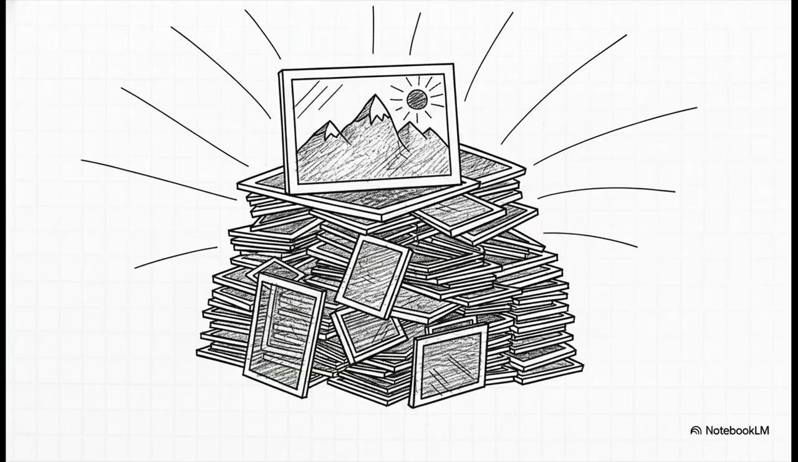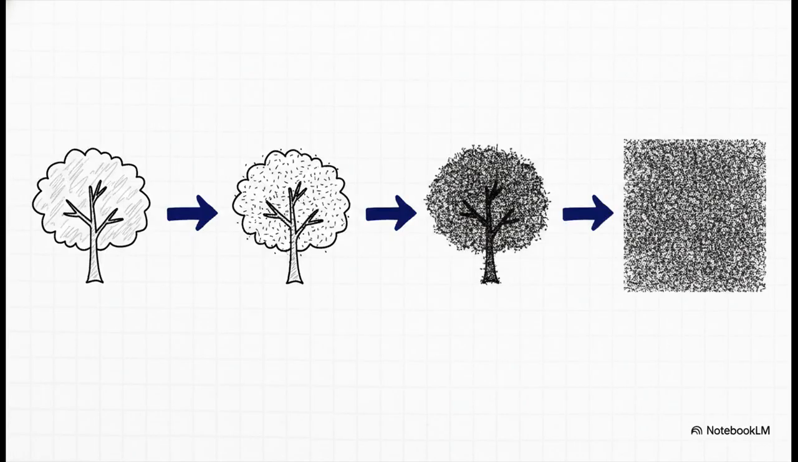Okay, so it's super important to remember that this whole thing begins with the very thing we want to create: high-quality data. The training starts with a massive library of thousands, sometimes millions, of crystal-clear images. And this is the destruction phase. Over hundreds or maybe even thousands of tiny steps, we layer on what's called Gaussian noise.